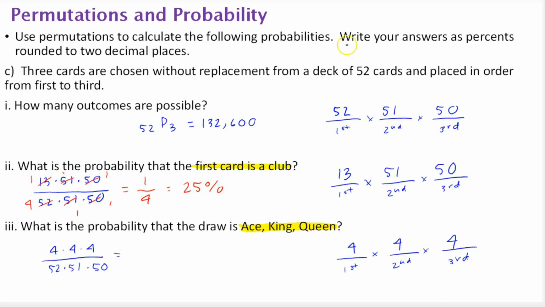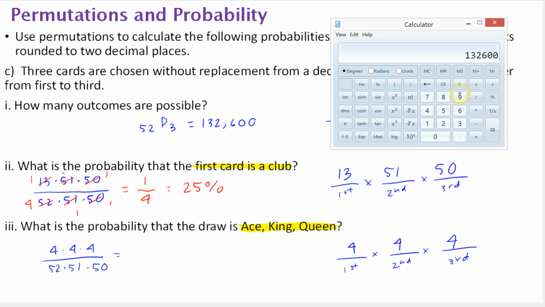I'm actually noticing we weren't asked to write this one as a fraction, so I'm just going to go ahead and do it on the calculator. So we have 4 raised to the third power divided by 52P3. If you're going to do this on the calculator without this final number, put everything in parentheses, but since we know it, I'm going to type 132,600. Okay, and notice this is a very small number.